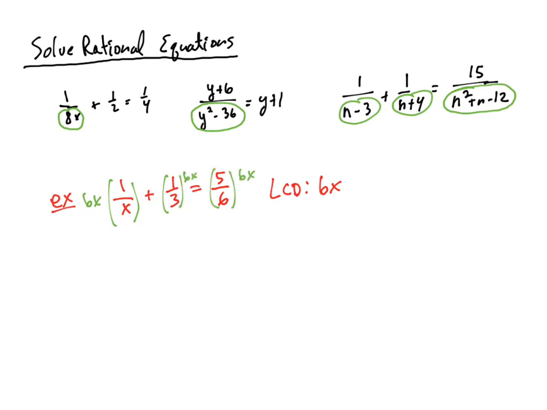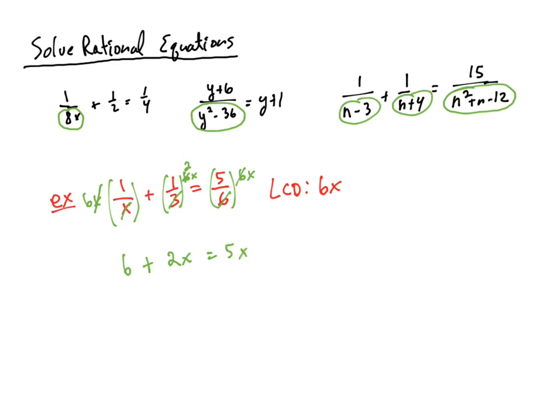Okay, and what's going to happen is the denominator is going to cancel with some part or all of that least common denominator. So in the first fraction, the x's cancel, so I get 6 times 1, which is 6. In the second fraction, the 3 and the 6 get reduced to a 2x. So 1 times 2x is 2x. And then the 6's cancel on the right-hand side, so we get 5x.